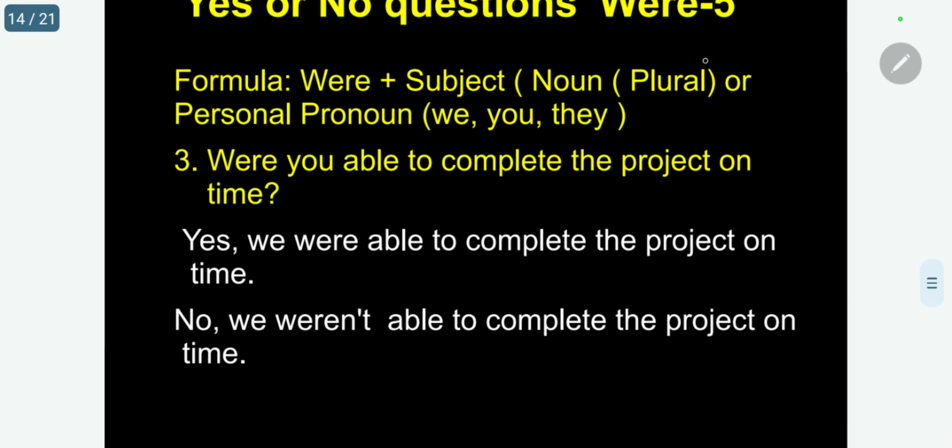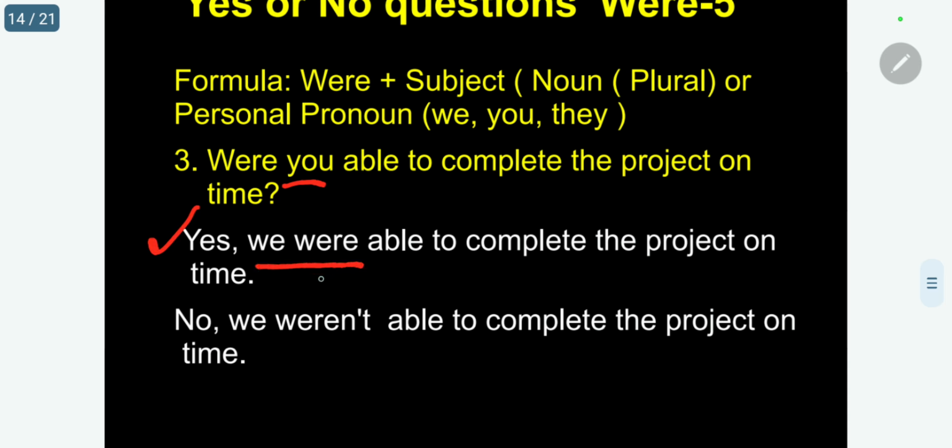The third question: were you able to complete the project on time? So here "you" is coming in the form of plural. Were you able to complete the project on time? Because a project means there will be a larger number of people. Answer is yes, we were.